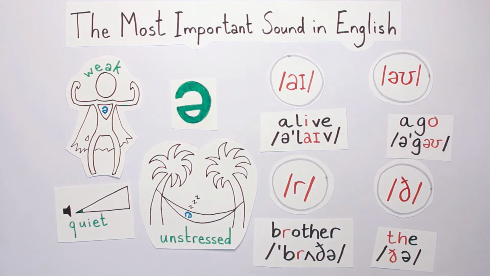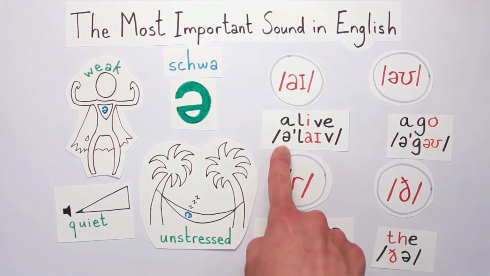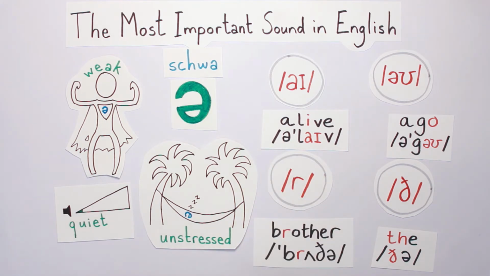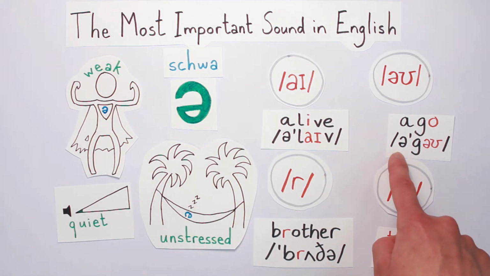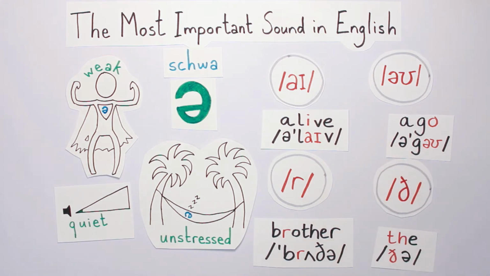But it's such an important sound, and it's so common and frequent in the English language that it even has its own name. It's called the schwa. And this is the sound again. Oh. Now maybe you saw it in these words here. Okay, can you see it? Well, it's here in the word alive. It's here again in the word ago. It's here in the word brother. It's also here in the word the. Okay, you can hear it quite clearly in this word. So it's a very common sound in the English language. We see it in many, many words.